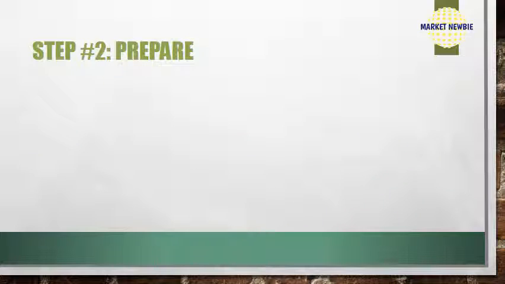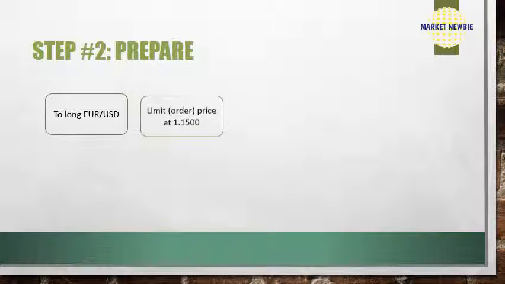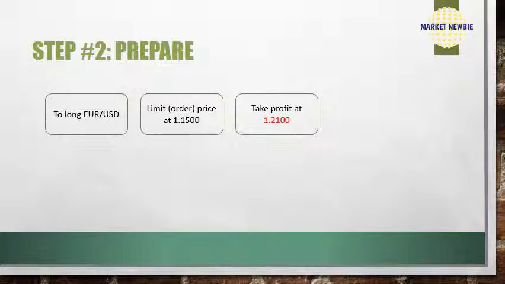Step number 2, prepare. This is where we need to utilize proper risk and position management. Let's say Lisa wants to place an order to long the Euro to USD currency pair with a limit price of 1.1500, a take profit of 1.2100, and a stop loss of 1.1400. According to take profit and stop loss, she actually meets the criteria of maximum potential profit being more than 5 times her potential loss.